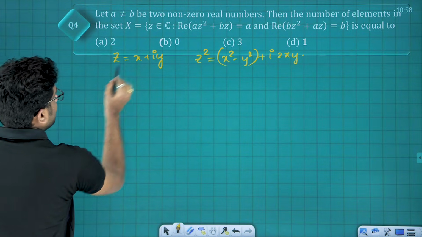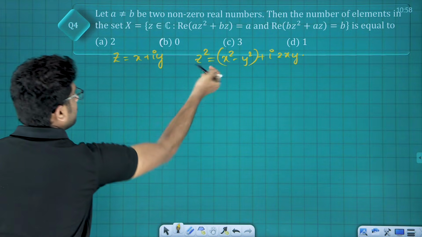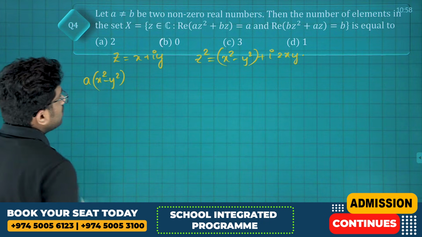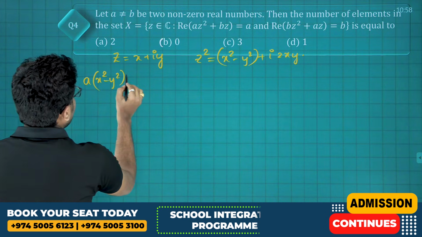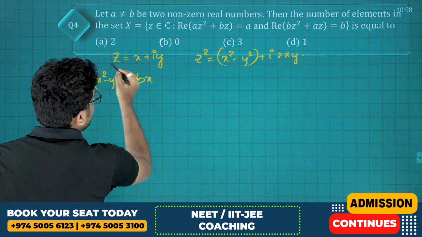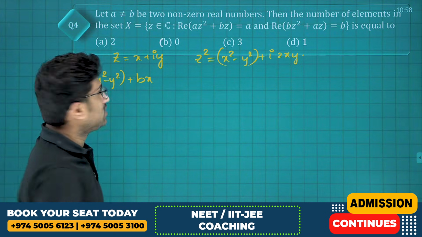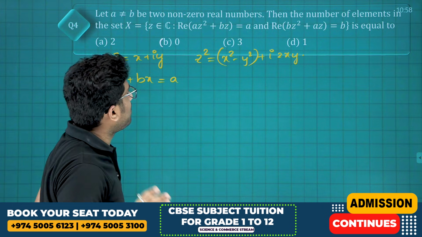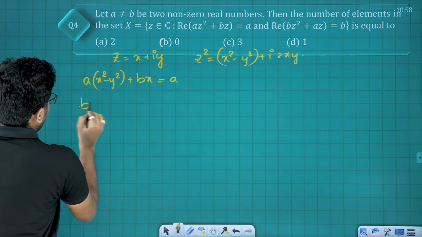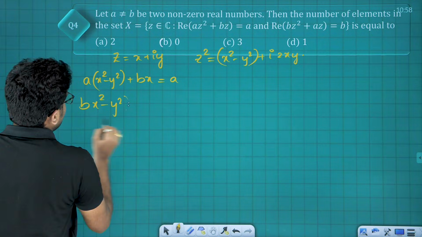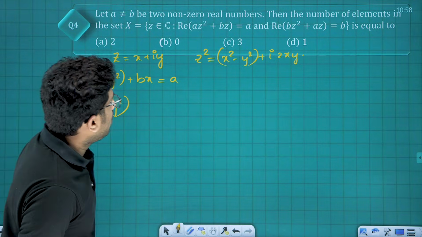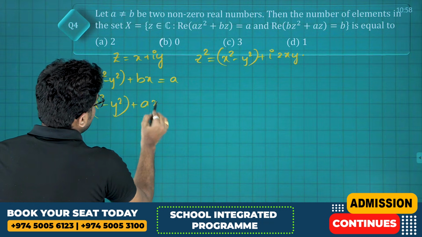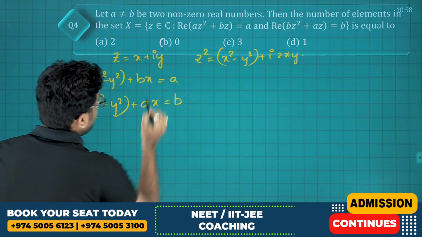Now let's see real part of a into z square, which is nothing but a into (x square minus y square) plus bz, that is bx. Clearly this is the real part of this, correct? This equals a, they have given. And the second equation is real part of bz square, that is b into (x square minus y square) plus az, a into x, equals b, they have given.